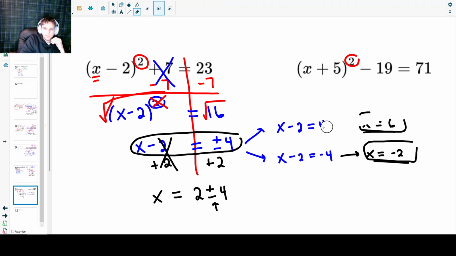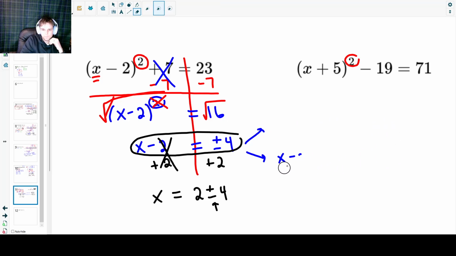All right, I'm going to erase some of this stuff here real quick. Do another example of that. I'll write the answers here. x equals 2, x equals negative 4. All right, or negative 2.